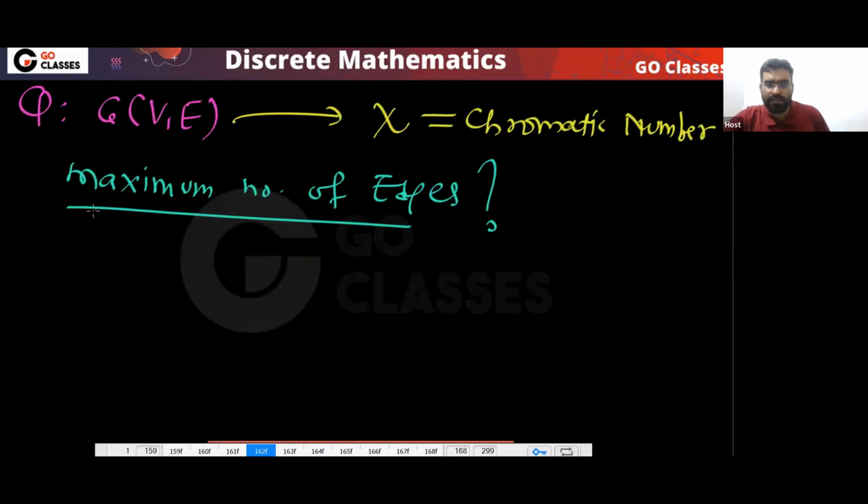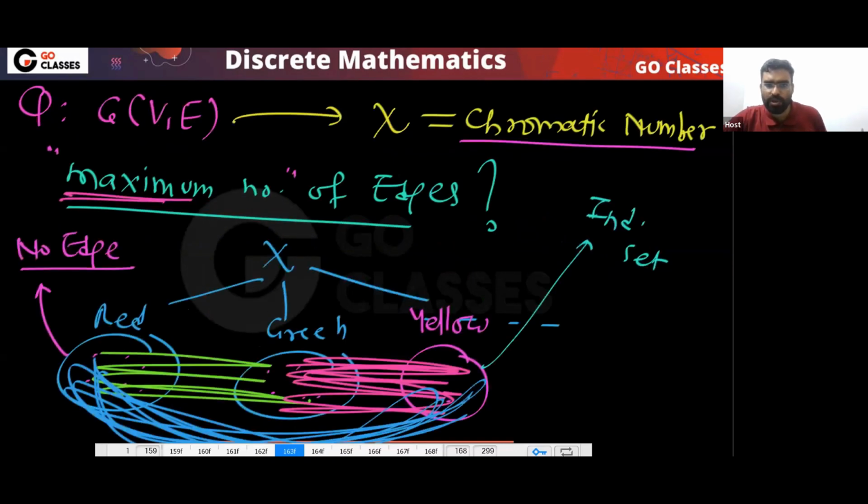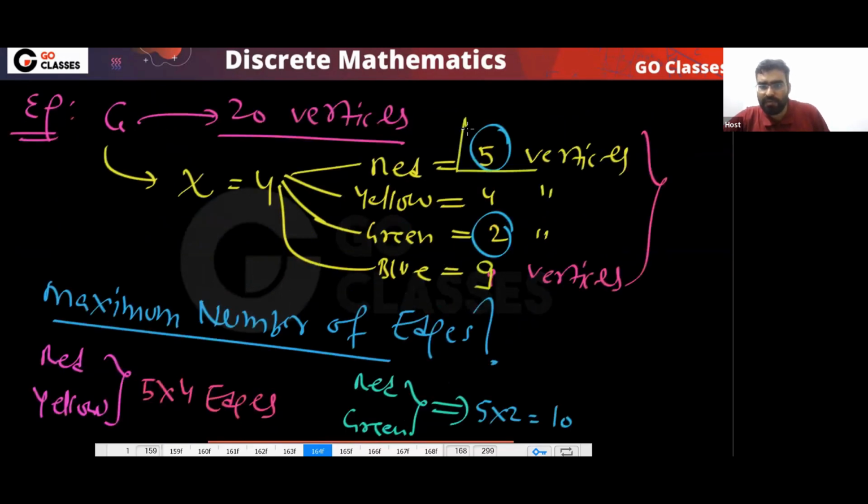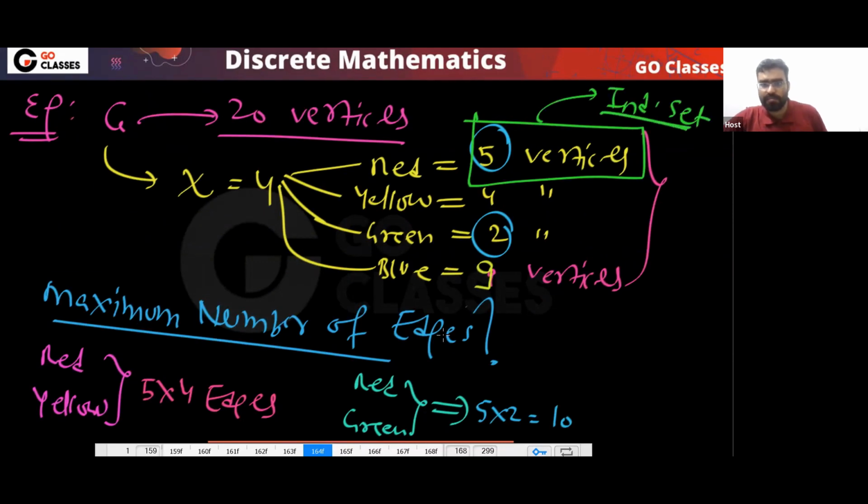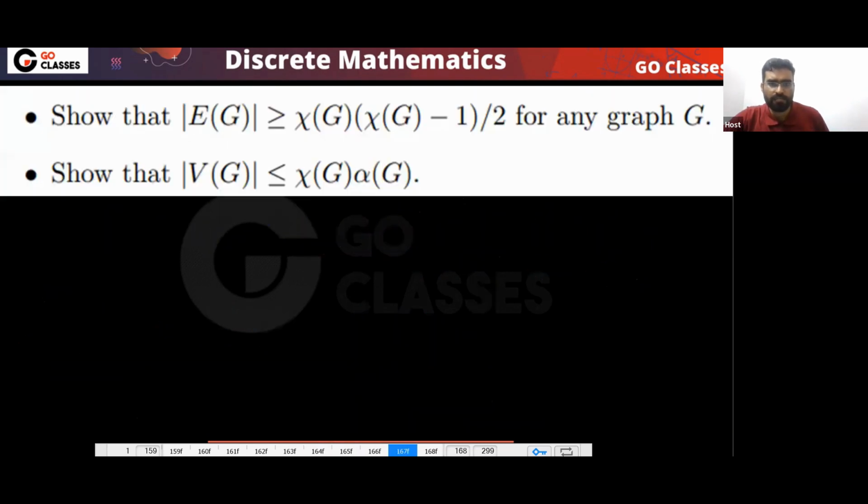So remember, if I ask you maximum number of edges, then what you will do? Remember, this red is an independent set. This yellow and this green are also independent sets. So there is no edge between these 5 vertices; they are an independent set. But between these color classes, you can make all the possible edges. So this is the idea.